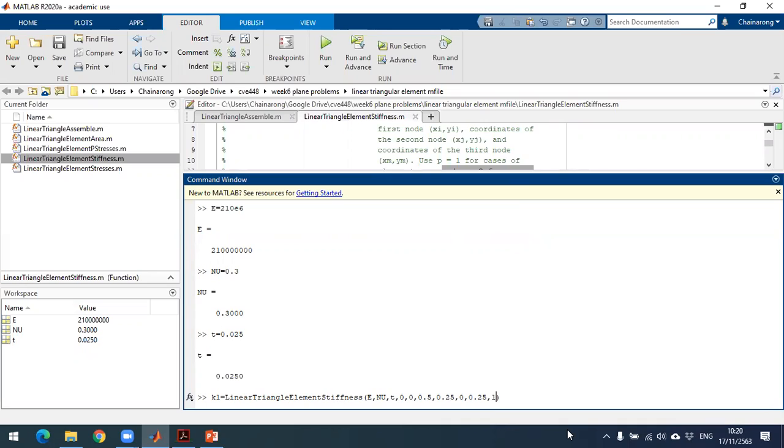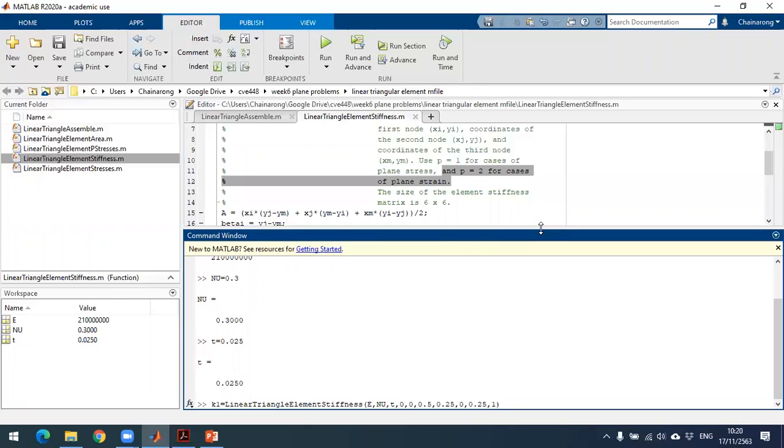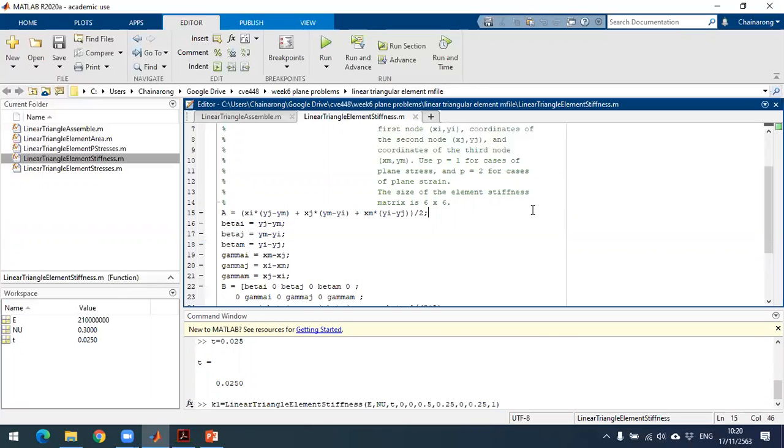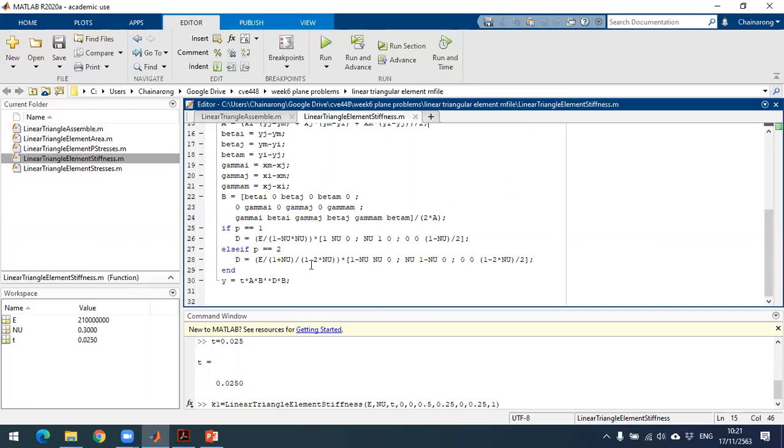Okay, we use P equal to 1 for plane stress. But if the problem is not plane stress but plane strain, we have to use P equal to 2 instead, according to this M file. If you see the code, if P equal to 1, matrix D becomes this. This is for plane stress. If P equal to 2, matrix D changes to the plane strain problem.